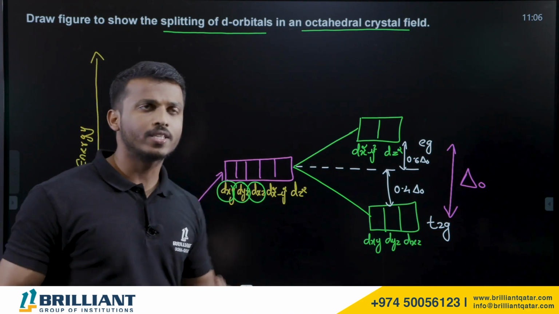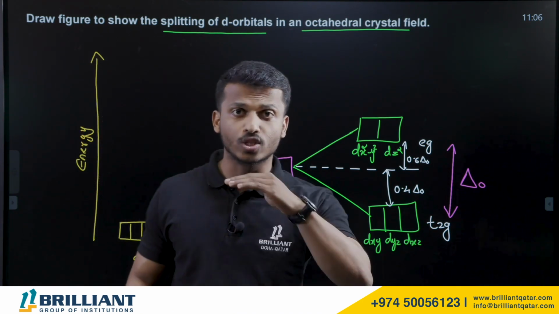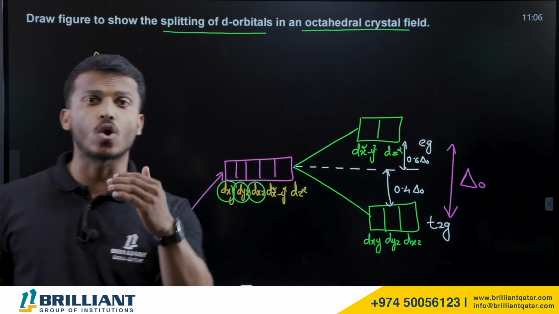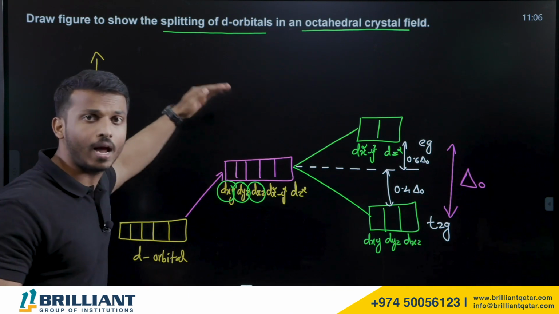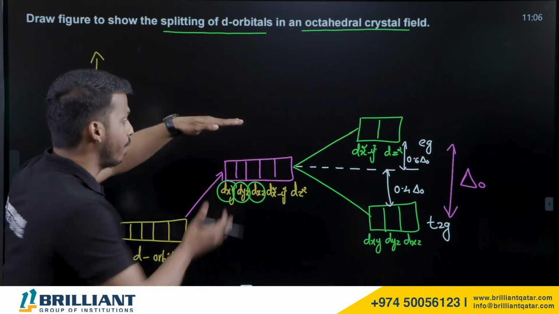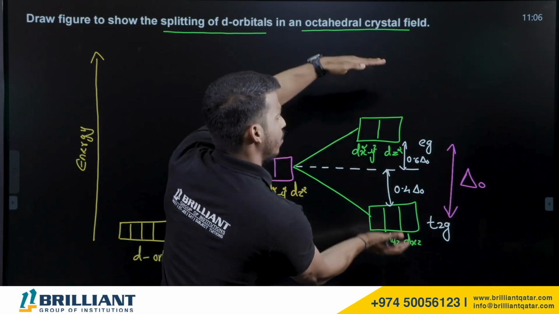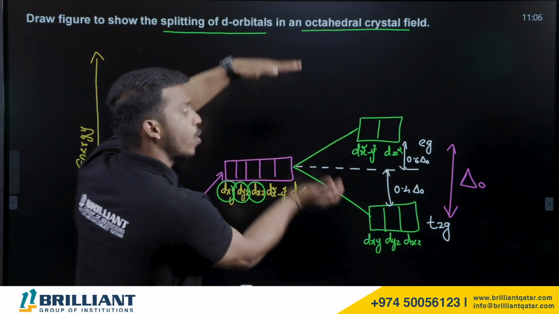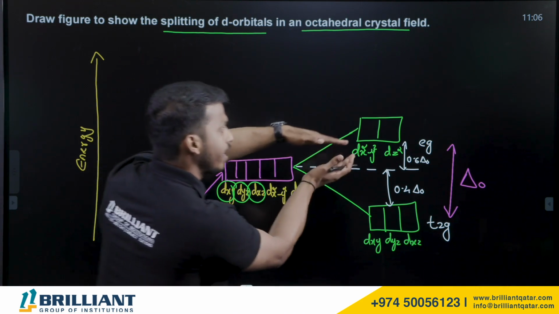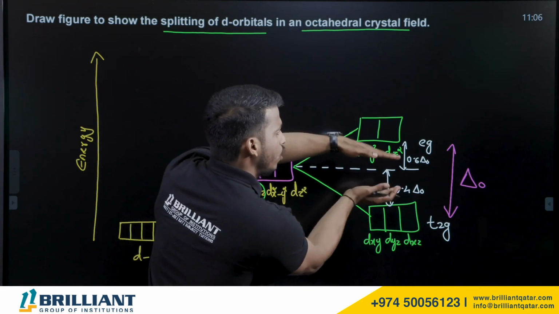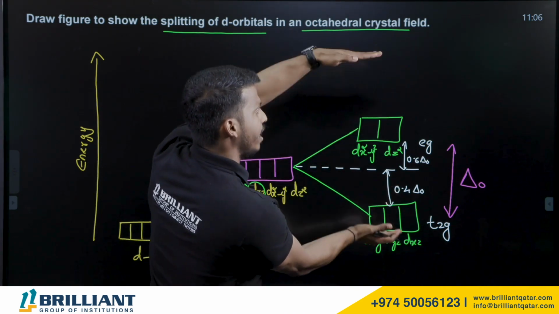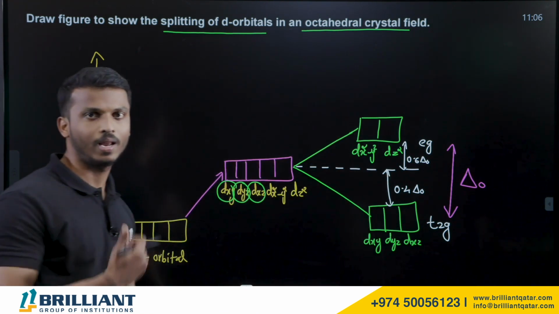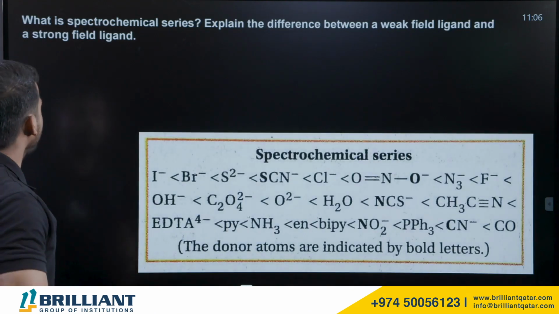One more thing. We studied there are two types of ligand. One is called strong field ligand, the other is called weak field ligand. What is a strong ligand? If a strong ligand approaches the metal atom, it splits with a large difference. The delta O will be very great. That's the difference between a strong ligand and a weak ligand. If a strong ligand approaches, the splitting between t2g and eg will be very high. If it is a weak ligand, the delta O will be very small. Clear, all of you? Next one.